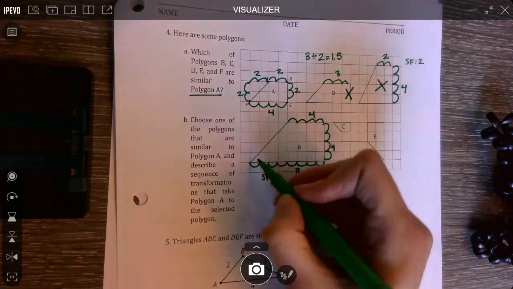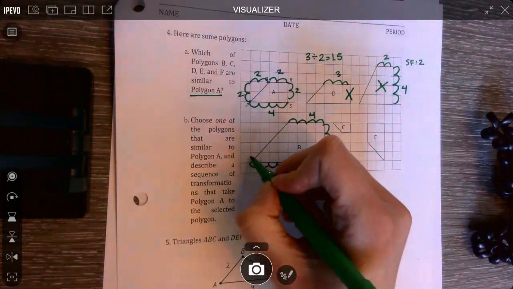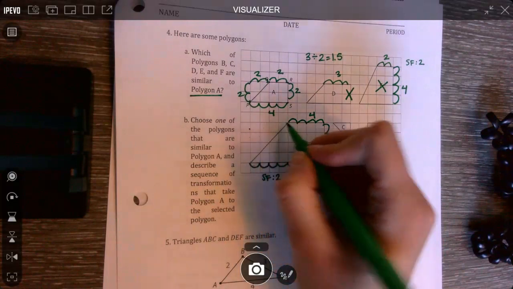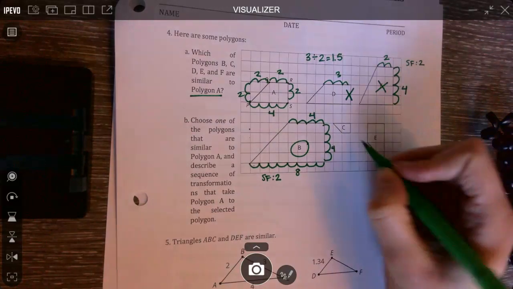I could also check this distance. It should be a 4 by 4 because it was a 2 by 2. So if I double those distances, 1, 2, 3, 4, 1, 2, 3, 4. So B does work. What about C?